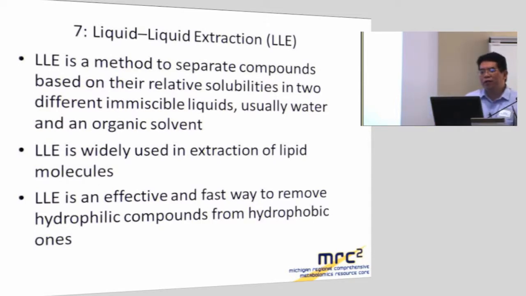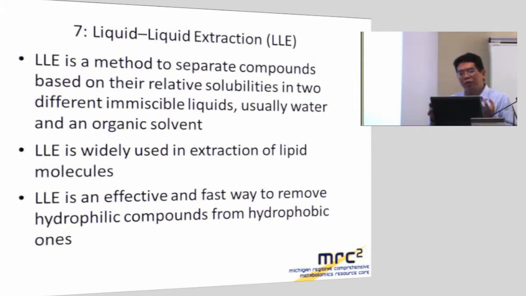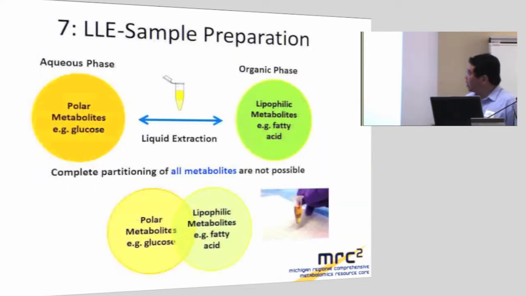The next technique is liquid extraction. Basically, it is aqueous and organic phase extraction, and the compounds partition between these two phases. Compounds are either dissolved in the aqueous phase or in the organic phase. This technique is very widely used for lipid molecules. Liquid extraction is a very effective way to remove salt or extract organic compounds from the aqueous phase. It's very fast. In the extreme case, sugar is 100% dissolved in water, and fatty acid is 100% dissolved in chloroform, for example, so they can completely separate.